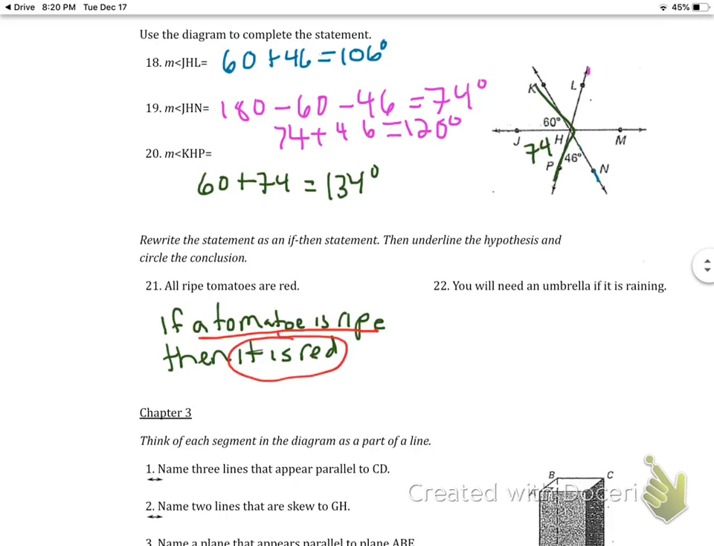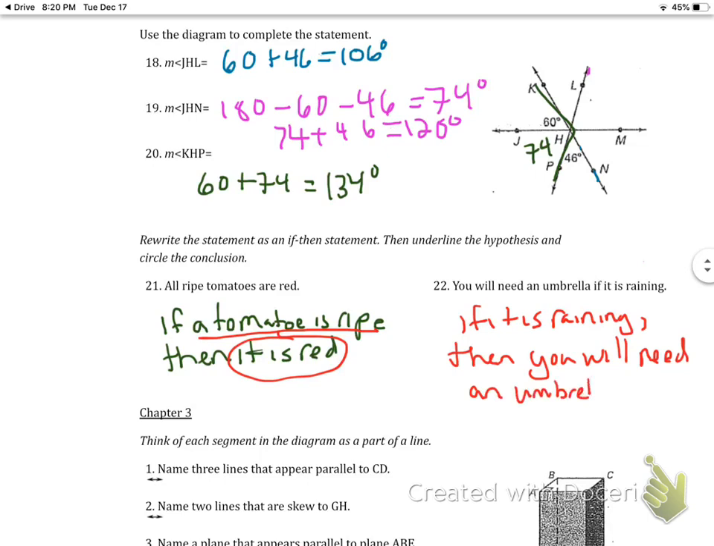Over here, you will need an umbrella if it is raining. Well, this one already has part of it with it. We see the if it is raining. So if it is raining, then you will need an umbrella. So the hypothesis again is the if part without the if. The conclusion is the then part without the then.